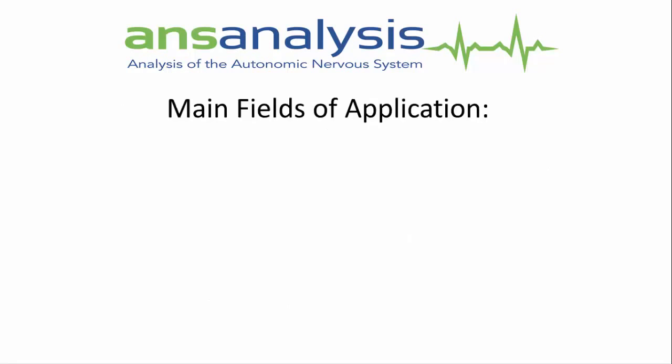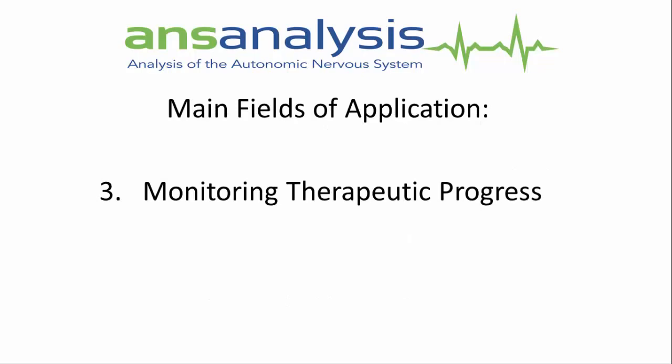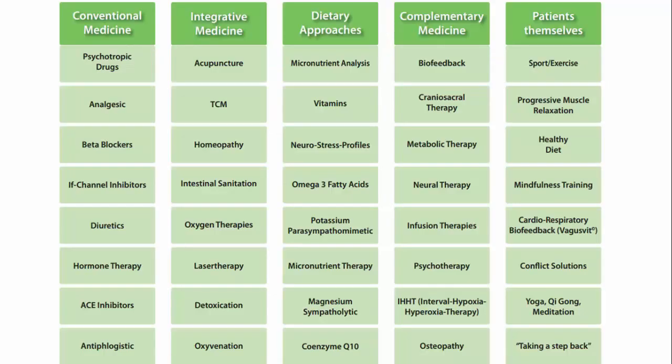Monitoring therapeutic progress. The ANS analysis is a powerful tool for measuring therapeutic progress, as it helps practitioners to visualize the effects of applied therapies as they relate to the body's entire regulation, easily and precisely. Whether you practice conventional medicine, integrative medicine, dietary approaches, complementary medicine, or even prescribe specific at-home training for patients themselves, you can confidently track the progress of these methods with each new patient. Let's now take a look at administering the ANS analysis in practice and then interpreting the results.